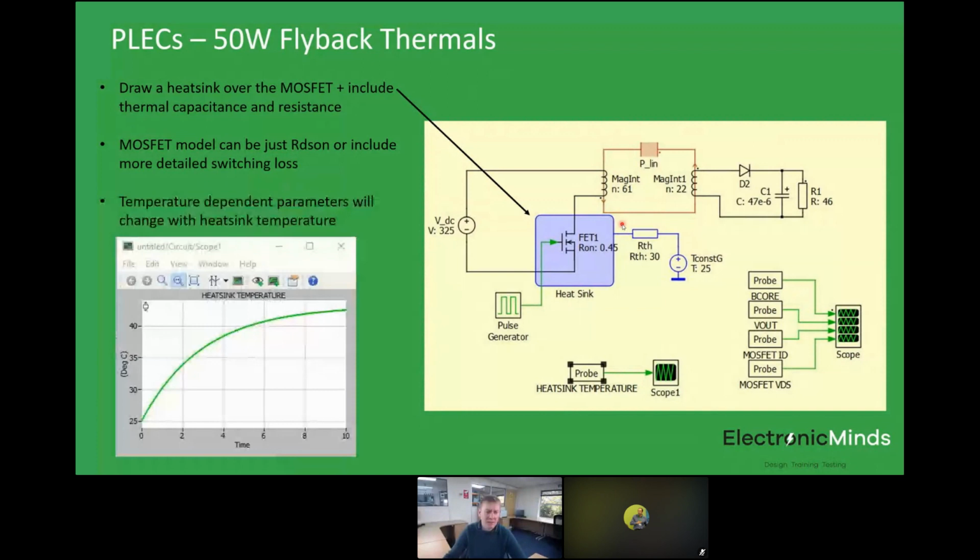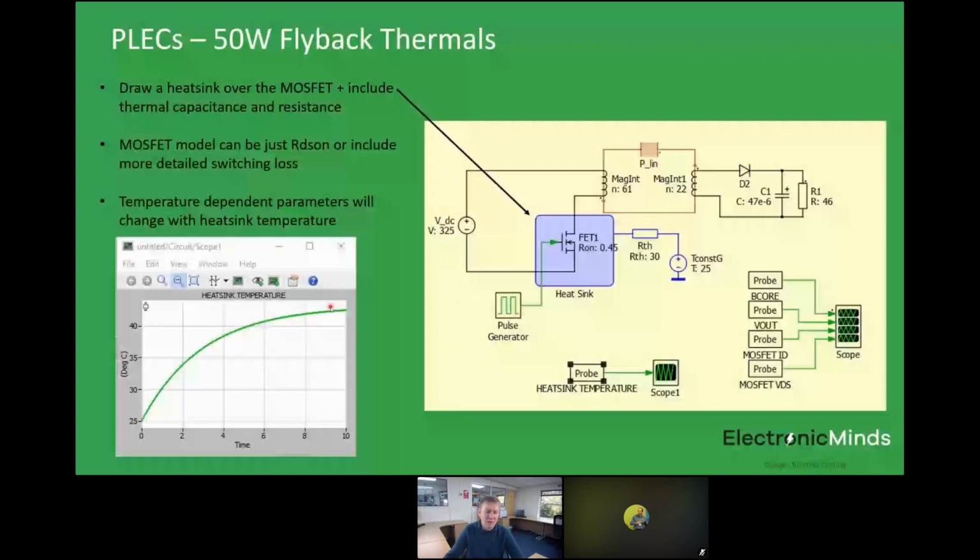The key thing here, this is actually just a simulation over 10 seconds of this flyback converter running. You can see here that the heatsink heats up from 25 to just over 40 degrees C in that time frame. I've made quite a small thermal capacitance on that heatsink to give it a chance to warm up quite quickly.